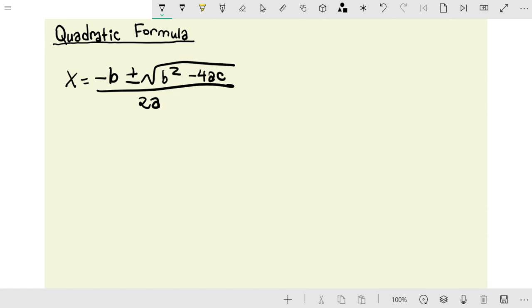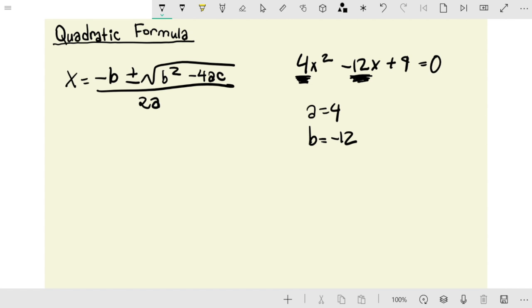Now that we defined it, let's find out what a, b, and c equal. So let's say we have to solve, for example, 4x squared minus 12x plus 9 equals 0, and we're trying to find x. But before we do that, we have to first find what our a, b, and c is in this equation. So a would be 4 because a is the number next to the x squared. And b would be negative 12 because b is the one next to the x.